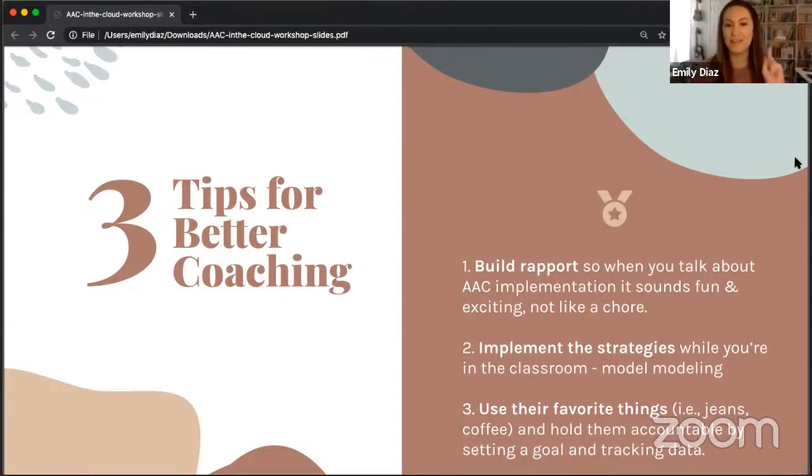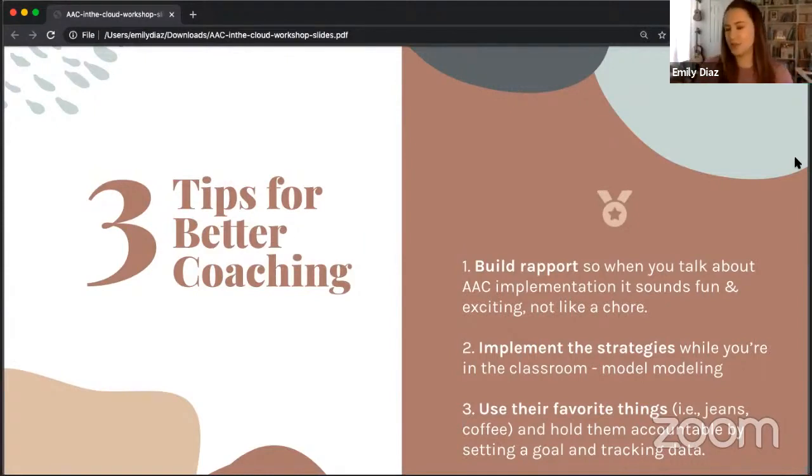And then lastly, the third tip for better coaching in the classroom is to use their favorite things. And I'm going to get more into this in the next slide. Like I said, we have a lot of fun. It's very exciting when we do AAC in the classroom. I use a token economy system for my students, and I use a token economy system for the staff that I work with. They can earn and be reinforced by the modeling that they do. And we have challenges and all things fun like that.